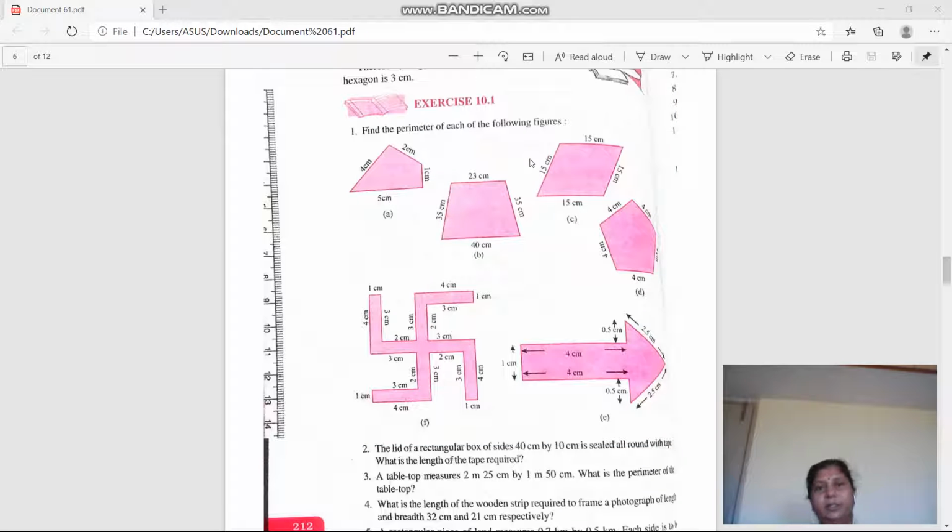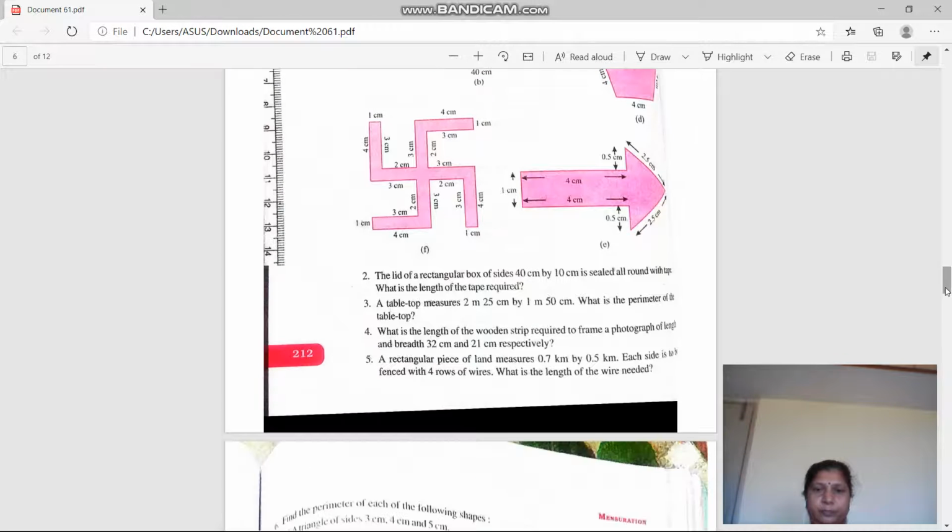We are revising chapter 10. I have revised the perimeter of this figure, so let's see the word problems. The second example is very easy. The length and breadth are given and you have to calculate the perimeter. Now the third example is a little bit different.